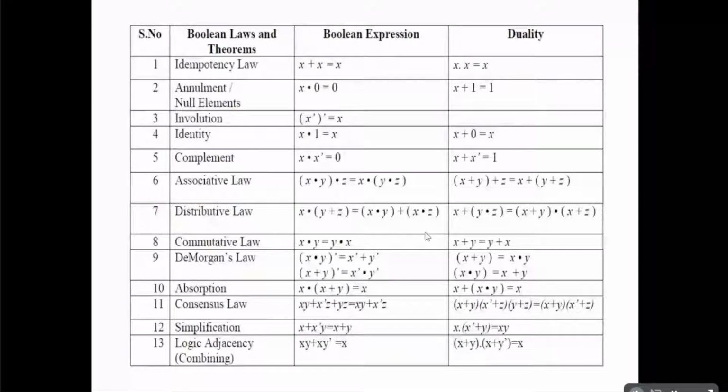Next one is De Morgan's law. x dot y the whole bar can be written as x bar plus y bar. Similarly, x plus y the whole bar can be written as x bar dot y bar. In duality, x bar plus y bar can be written as x dot y whole bar, and x bar dot y bar as x plus y whole bar.